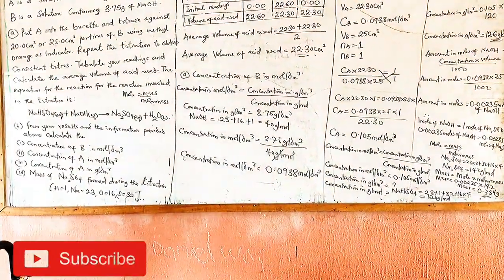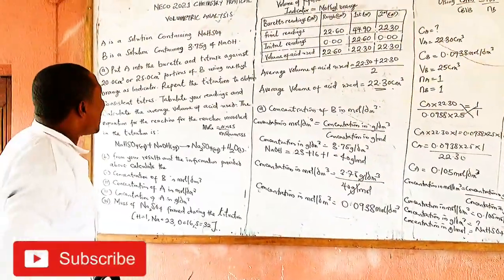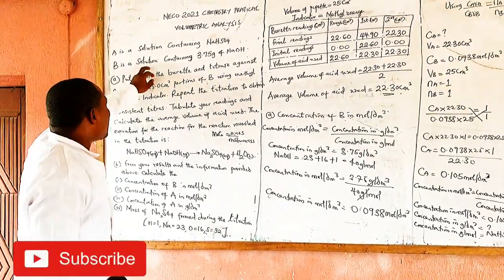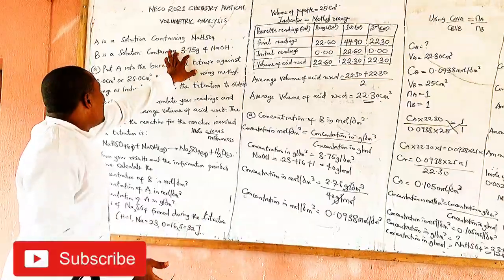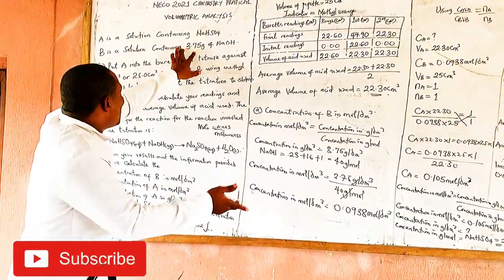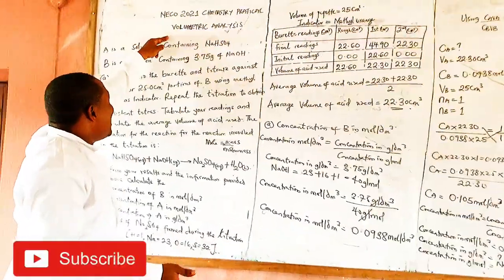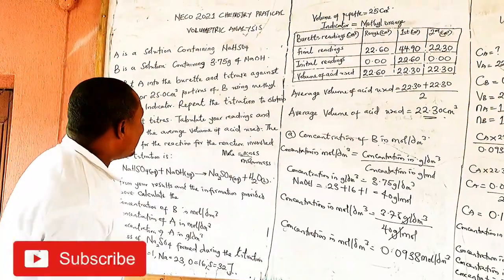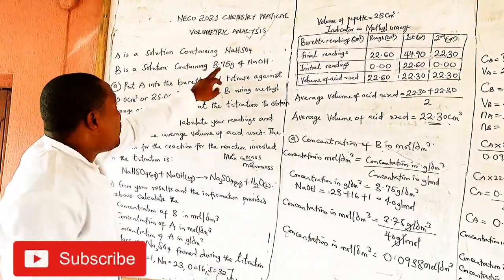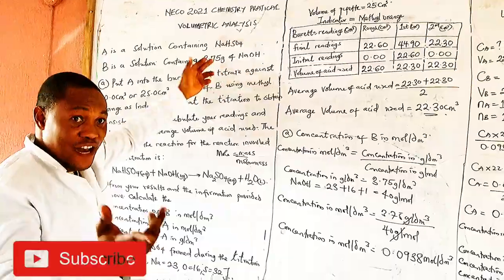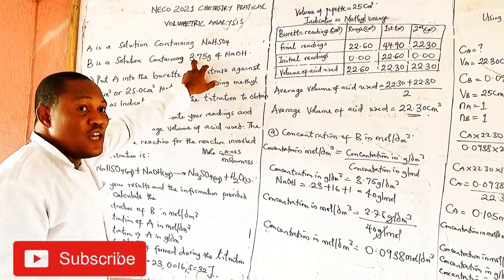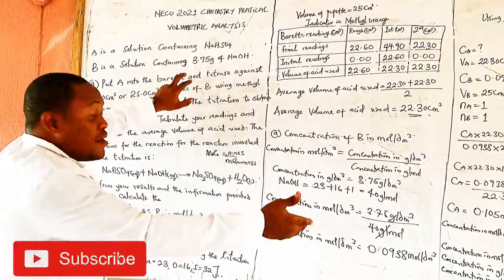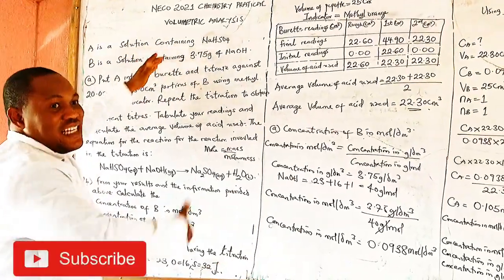Now, you have to pay attention. If you look at the one we used as our practice question, B is the solution containing this. Then they ask us to get B in mole per dm cube, and they ask us to get A in mole per dm cube and in gram per dm cube. It's possible for this B to be in mole instead of gram. Very, very important. Which means if they give you B in mole, they will ask you to get B in gram, then get A in mole and in gram.